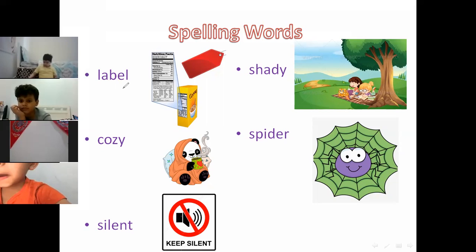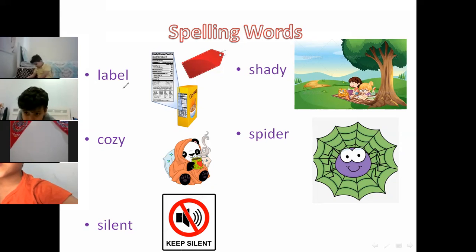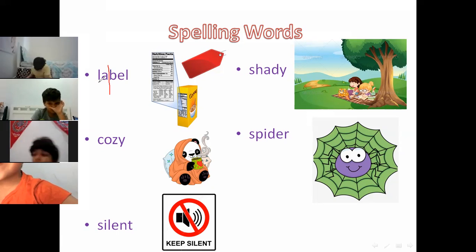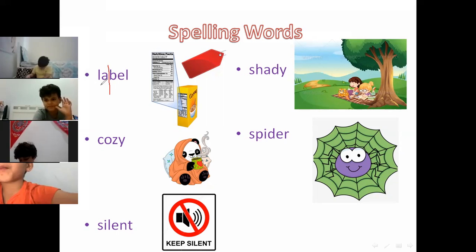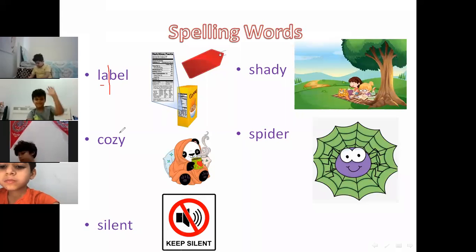Label. How should we divide it? Between the A and B. Lay, here it has a long sound, so it's an open syllable because it ends with a vowel. Excellent, label.